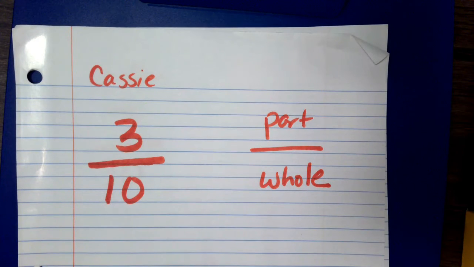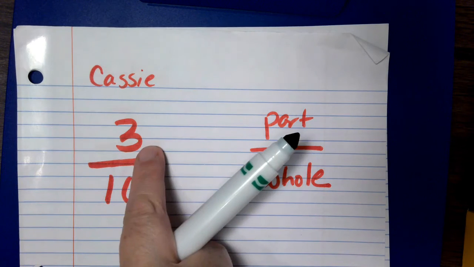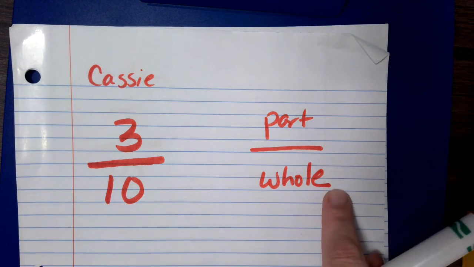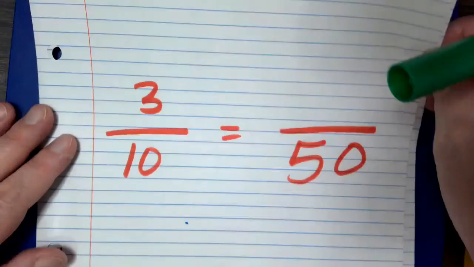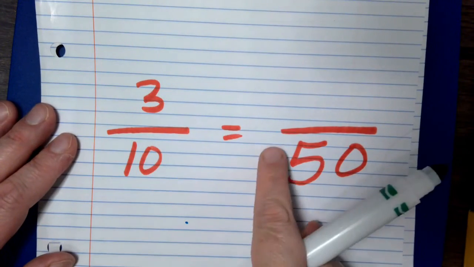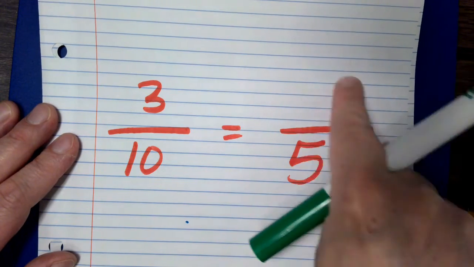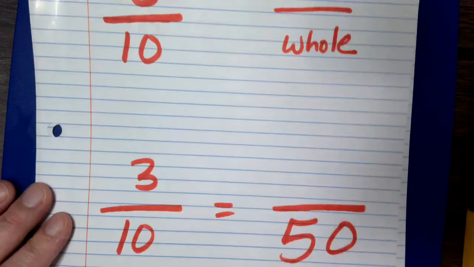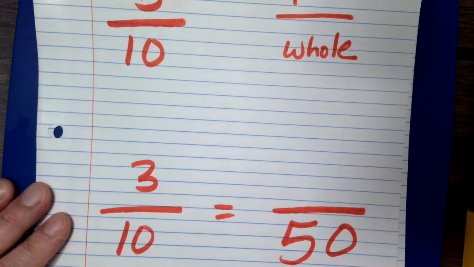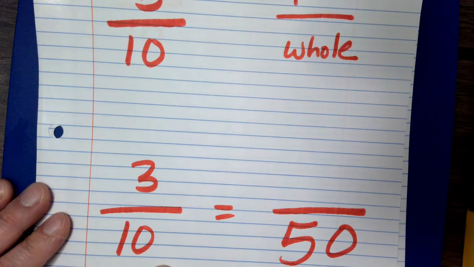All right, so I'm trying to figure out how many states Cassie has visited. So it says she's been to 3/10 of all of the states. So 3 out of 10, that's the part versus the whole. And so down here, I have put 3/10 is equal to some number over 50. Because I know that 50 is the whole or the total number of states, and she's been to 3/10 of them.